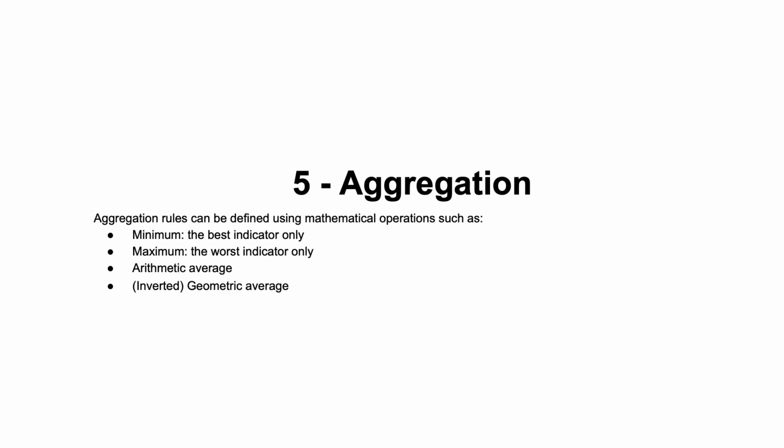Step 5. Aggregation. There are many different ways to aggregate the model. The one we choose depends on the methodology, which defines how the information from indicators should contribute to the overall composite index. There are several possible rules listed below: minimum, maximum, arithmetic average, and geometric average. The INFORM Risk Index methodology implements the arithmetic and inverted geometric average.